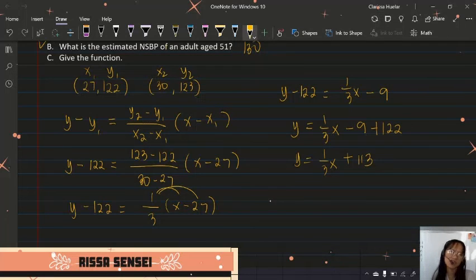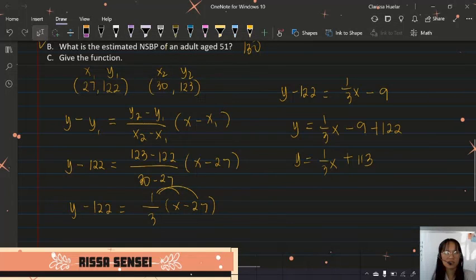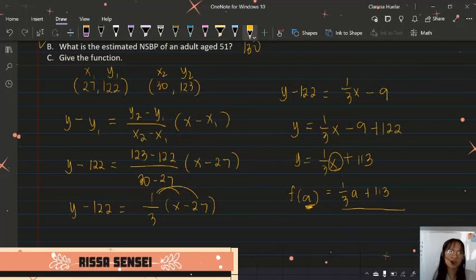That is 113. So it's 113. So this means the function that we are looking for is, since a was used here for the age, and a is the independent variable, we can write it as f of a equals 1/3 a plus 113. Why did I change this? It can't be x because a is what we used here, function of a. So the variables on the right side should all be a.